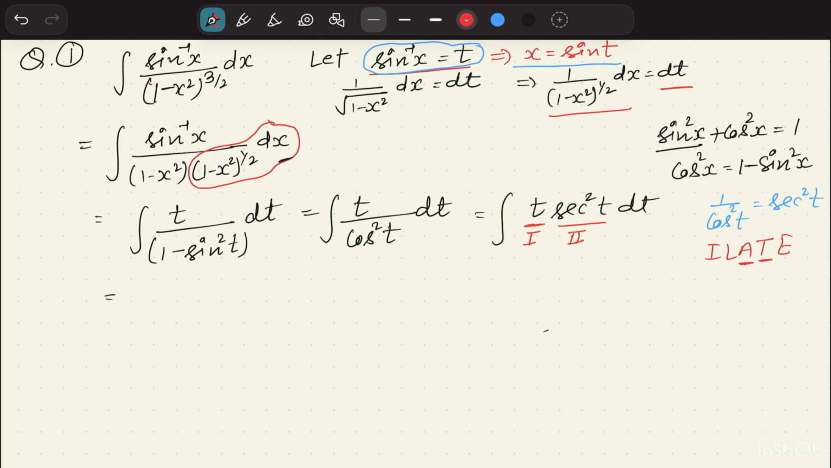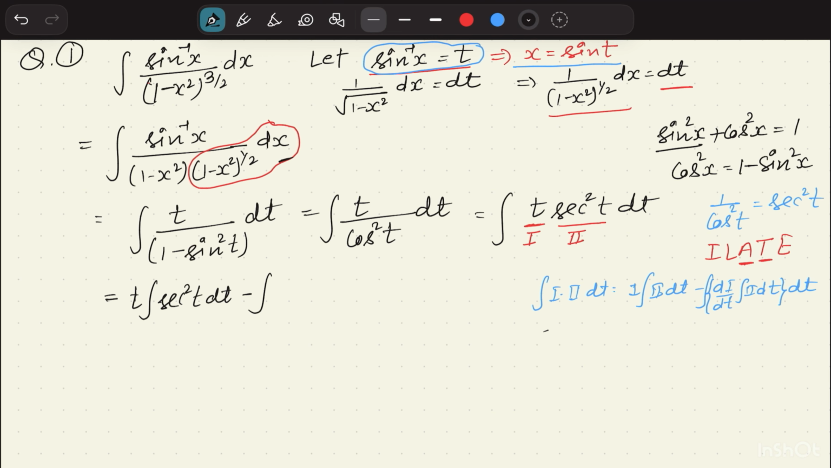Now we will recall the formula. What is the formula? Integration of first into second dt is equal to first into integration of second dt, minus integration of the differentiation of first with respect to t and integration of second, and integration of their product, right? So we will apply this formula here. Now first function is t, integration of sec square t dt, minus, now differentiation of first function, that means d over dt of t, integration of second function is sec square t, and integration of the product of these two.